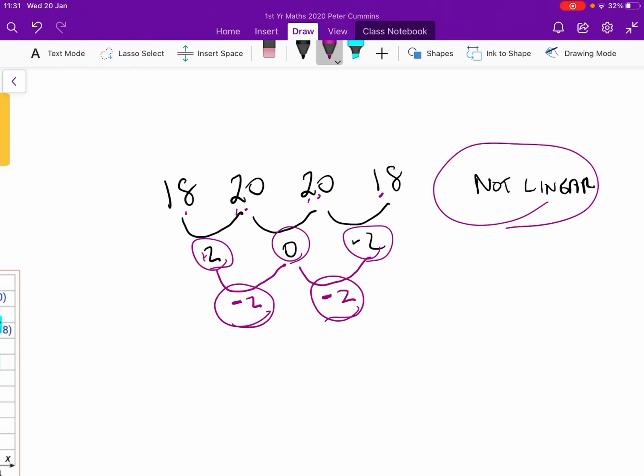But we can go down a bit further. And we can say, well, can we have a look at the second difference? So we say this is the first difference, and this is the second.